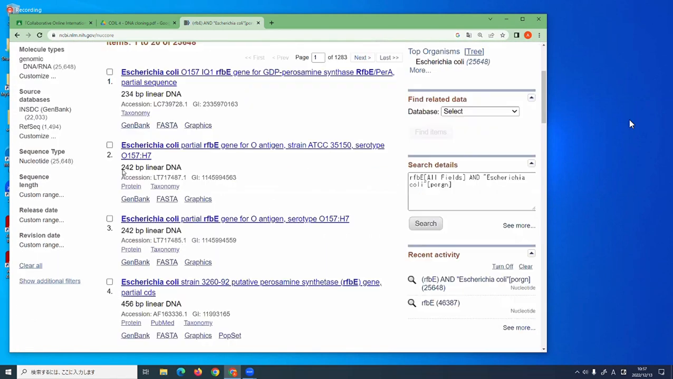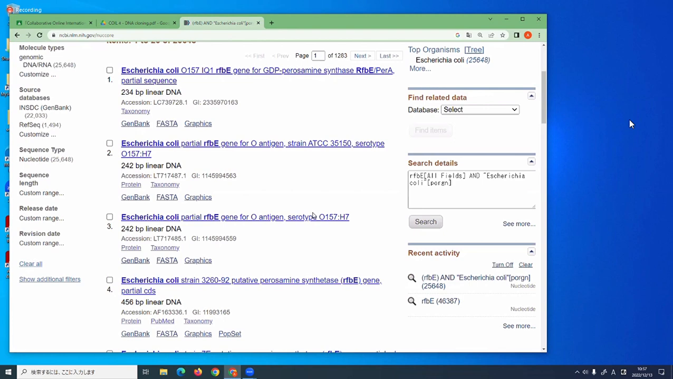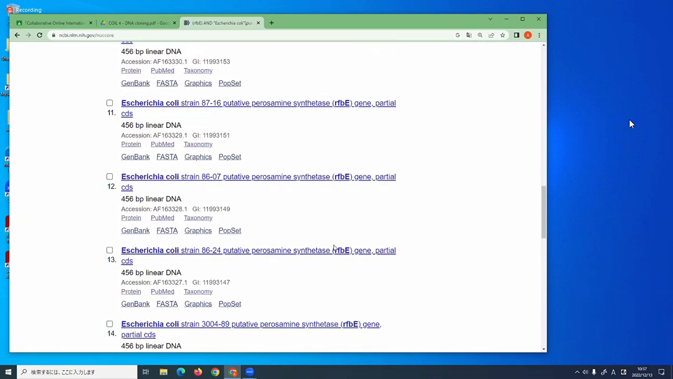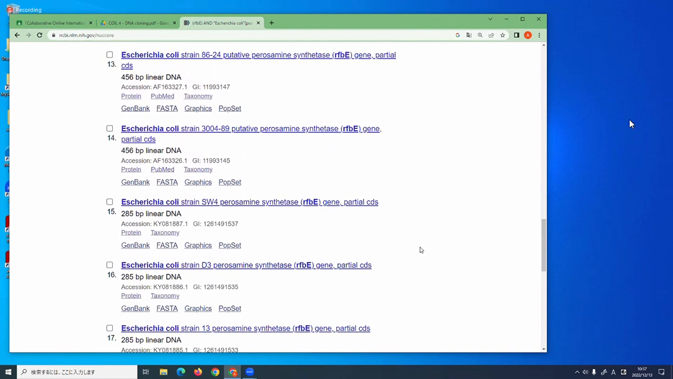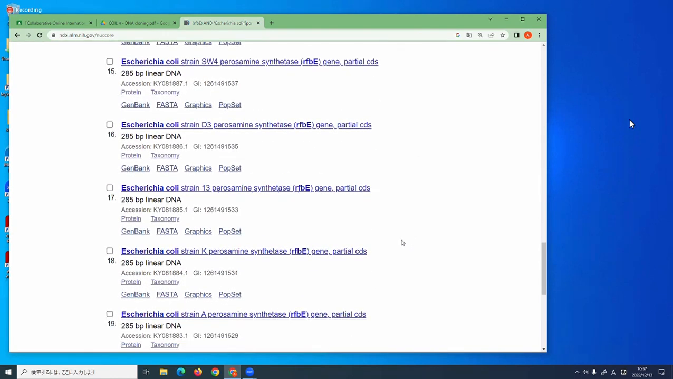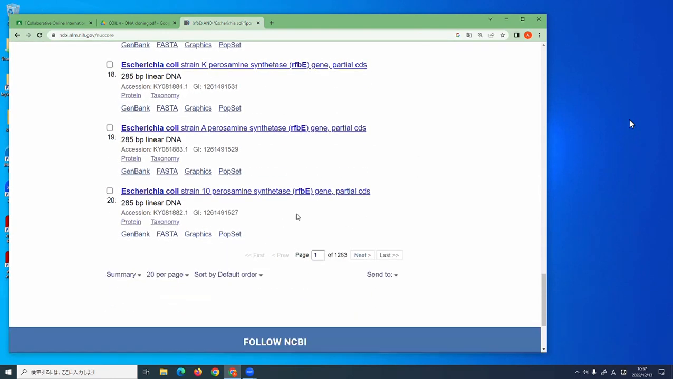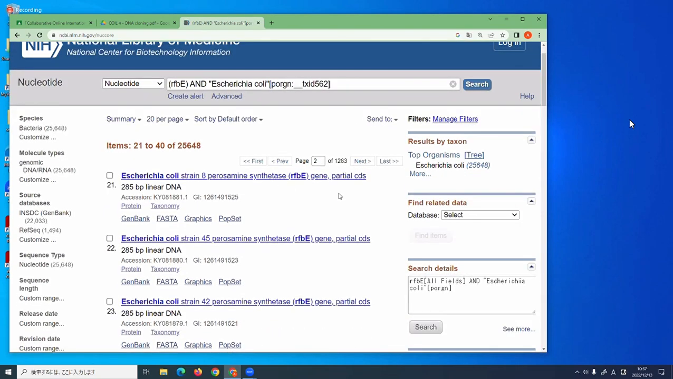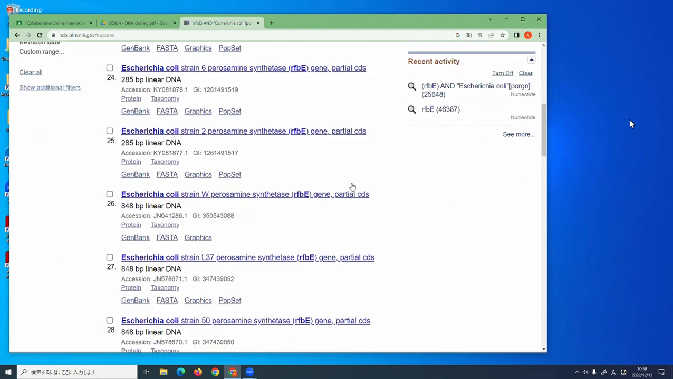But 242 base pair is not the actual gene, so you have to find which one is the correct one. So I think the lesson from here is for you to identify which sequence to choose, which is very important. And you see here, partial CDS means it's not the full gene. CDS means coding sequence, so that's not the full gene.